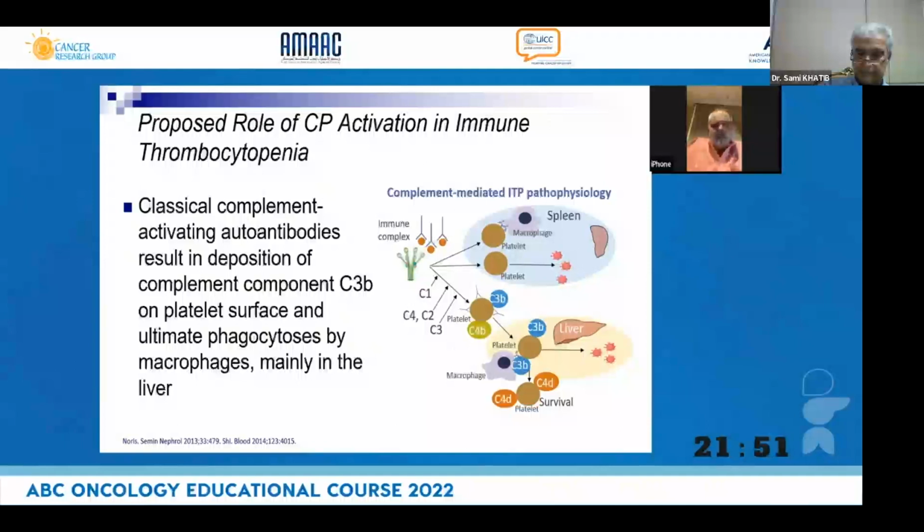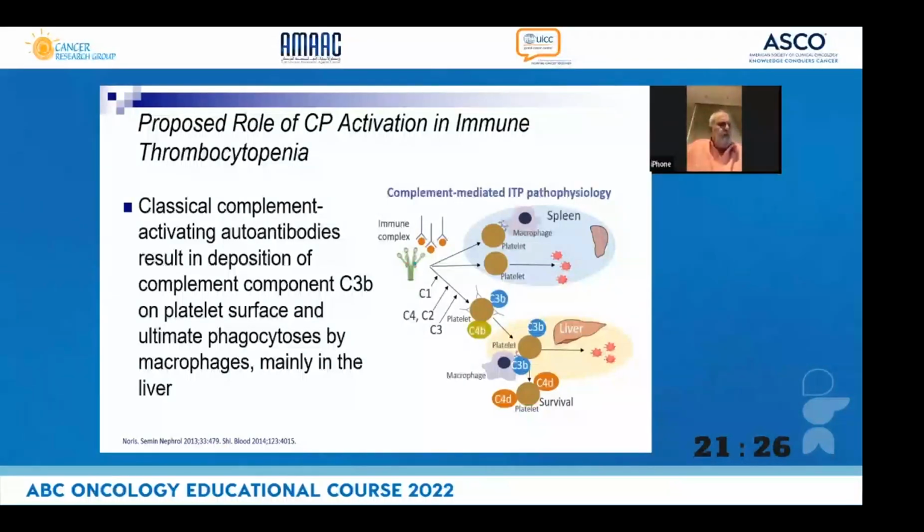Now, classical complement activation and autoantibodies result in deposition of complement component C3b, which is a very important marker on the platelet surface, and ultimately it results in phagocytosis by macrophages, mainly in the liver, as you see in the right part of the slide.